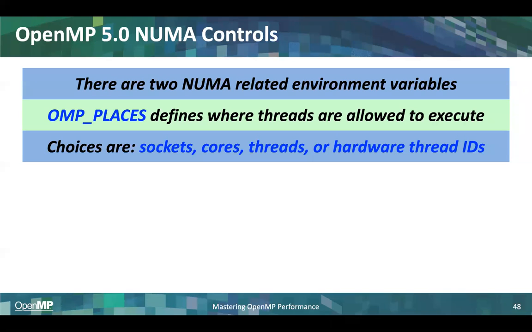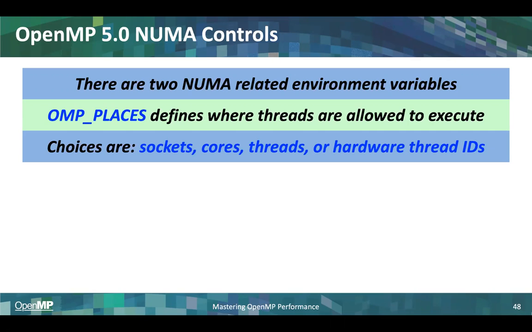You can go down, and that's going to be my example, to the raw, low-level hardware thread IDs, but there are also symbolic names like sockets, cores, and threads. So you can say, I want my threads to run on one socket. I don't care which one, and you shouldn't really care, but I don't want you to go outside of the socket.